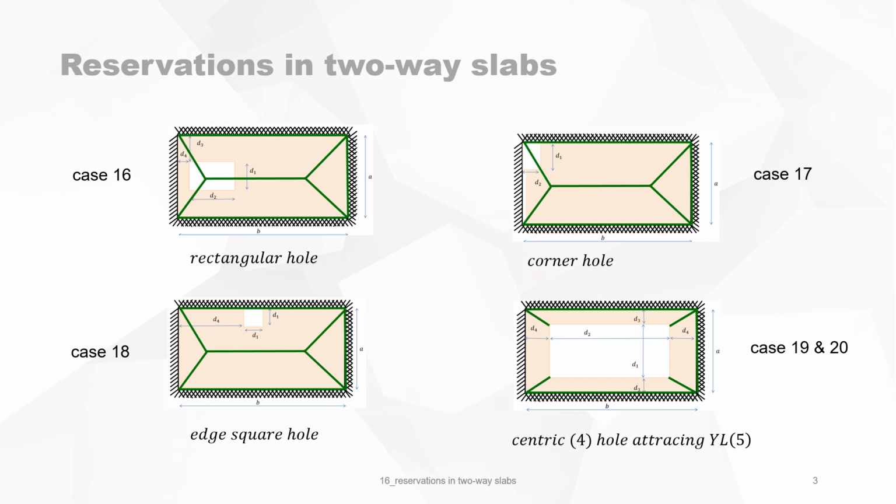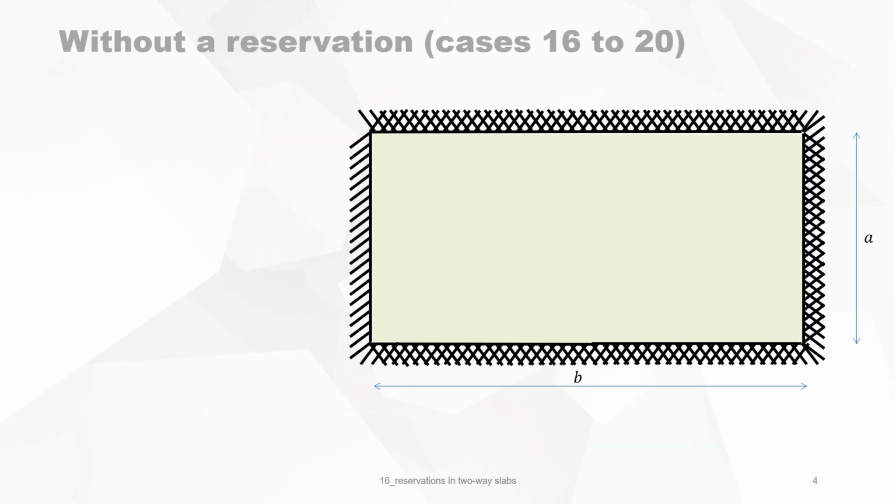This video will handle case 16, which is a rectangular hole. This is a rectangular concrete slab fixed on three sides and freely supported on the fourth side. We first start by calculating the maximum bending moment without a reservation in the slab, so that we can compare afterwards what happens with the bearing capacity when we make a reservation in it.